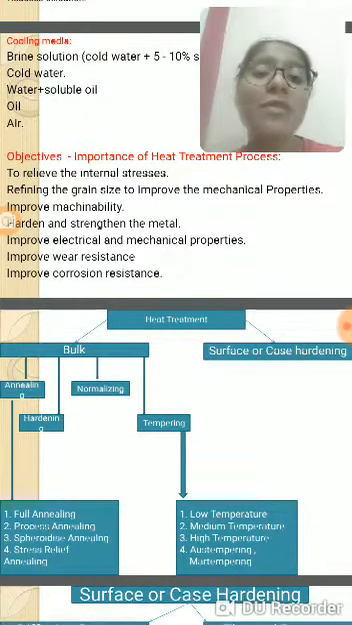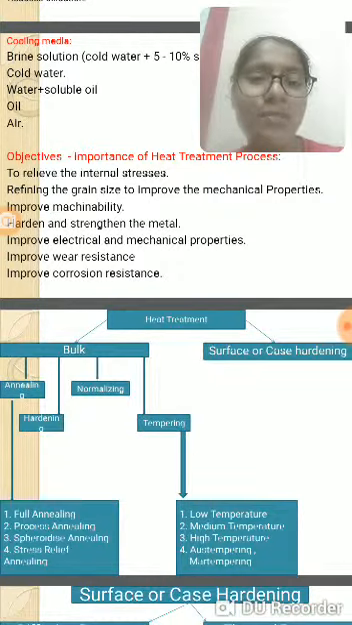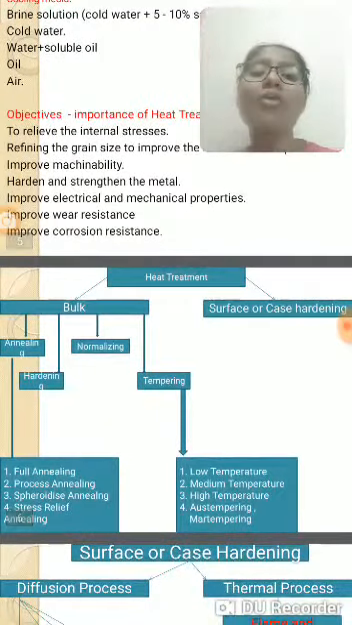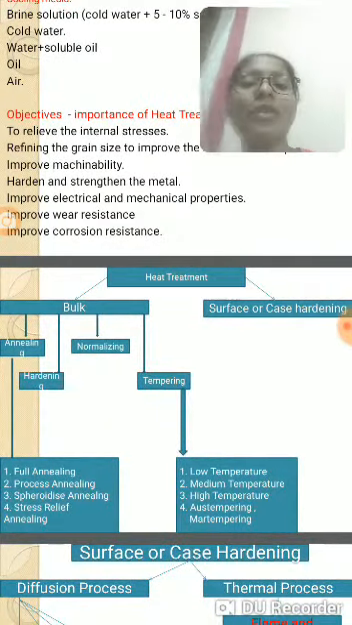This heat treatment process improves the corrosion resistance, wear resistance, and improves the electrical and mechanical properties of metals. This was the importance of the heat treatment process.